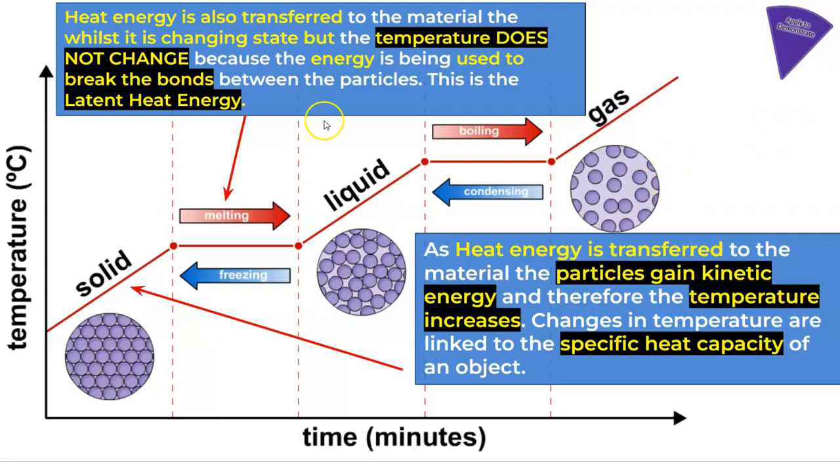So the very first plateau here, where you're melting and freezing, that would relate to the latent heat of fusion, which is the energy required to melt or freeze 1 kilogram, as opposed to the second plateau, which would be latent heat of vaporization, which is the amount of energy to boil or condense 1 kilogram of a substance. And so we recognize how the equations relate to those two sections of the graph.